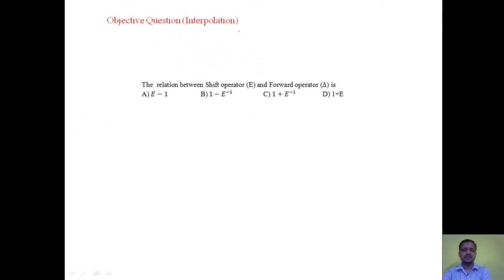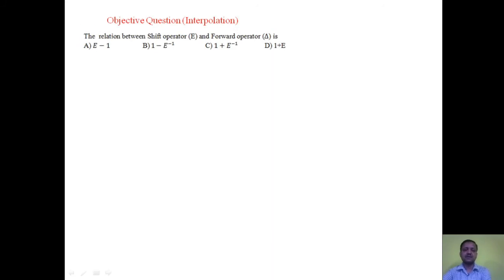Here are some objective questions related to the whole unit. The relation between the shift operator and forward difference operator is what? Here del is the forward difference operator. We know how to derive the formula also. Del y naught is nothing but y1 minus y naught. So here we need y naught on the left hand side, and on the right hand side we want y naught common. So we know the shift operator.